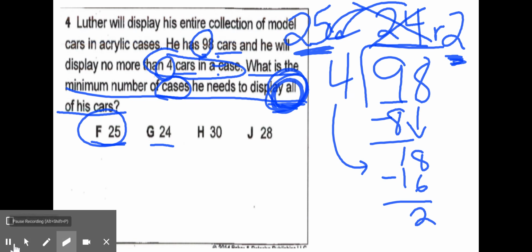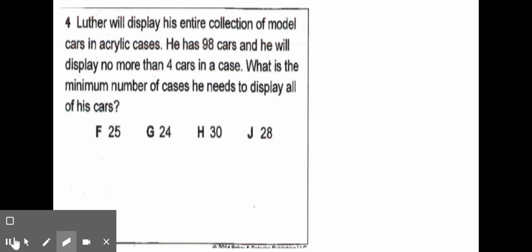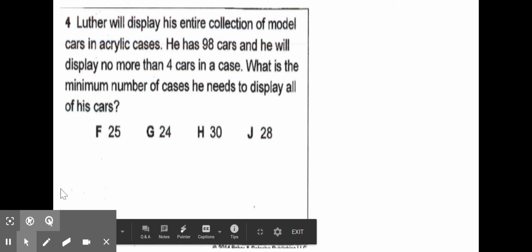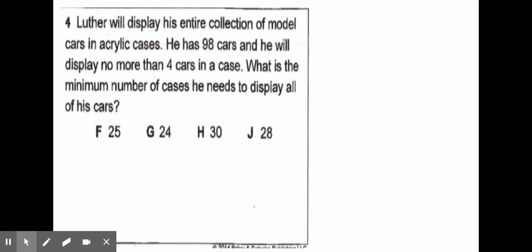So when you're working today, just make sure that you remember that when you're dividing and if you get a remainder, if it says how many are left over, you pick your remainder. If it says how many complete cases or full cases, you pick the answer on top of your house, your quotient. But if they ask how many so that all or everyone gets to participate or go or get used, then you need to bump up your answer by 1.